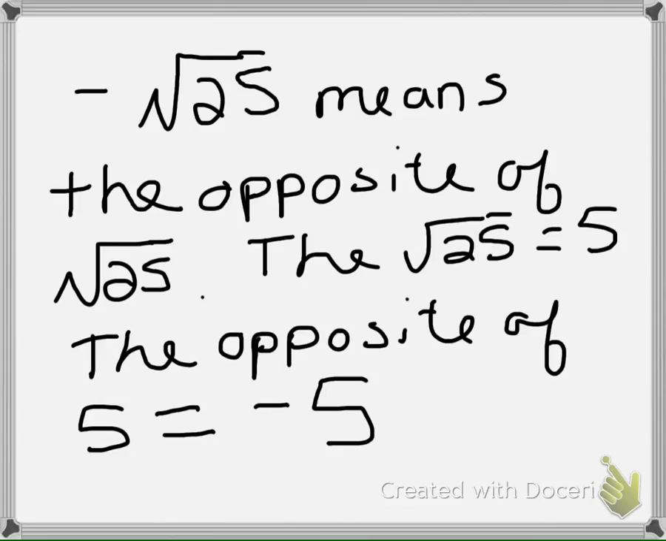Okay, just a reminder, this might be some notation that you're not sure of. This means the opposite of the square root of 25. So what you do is you find the square root of 25, which is 5, and then you just do the opposite of 5, which is negative 5. So the opposite of the square root of 25 is negative 5.